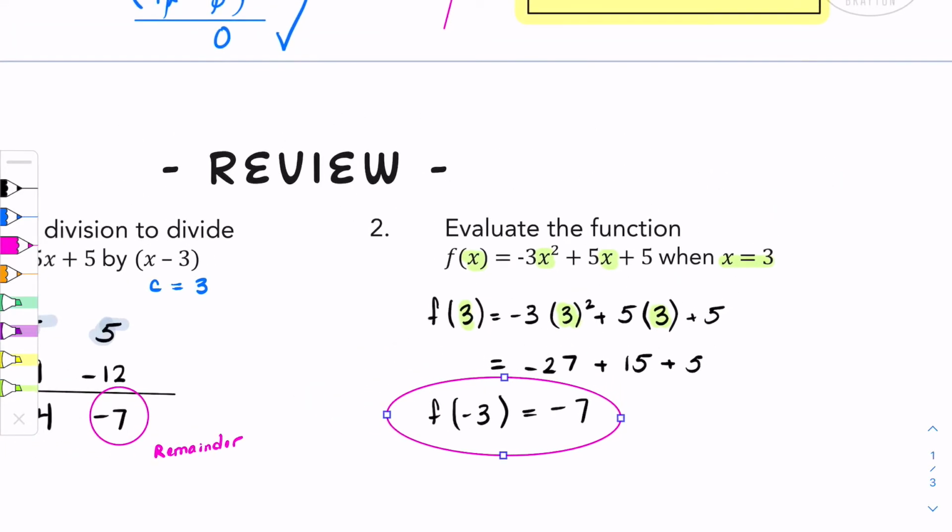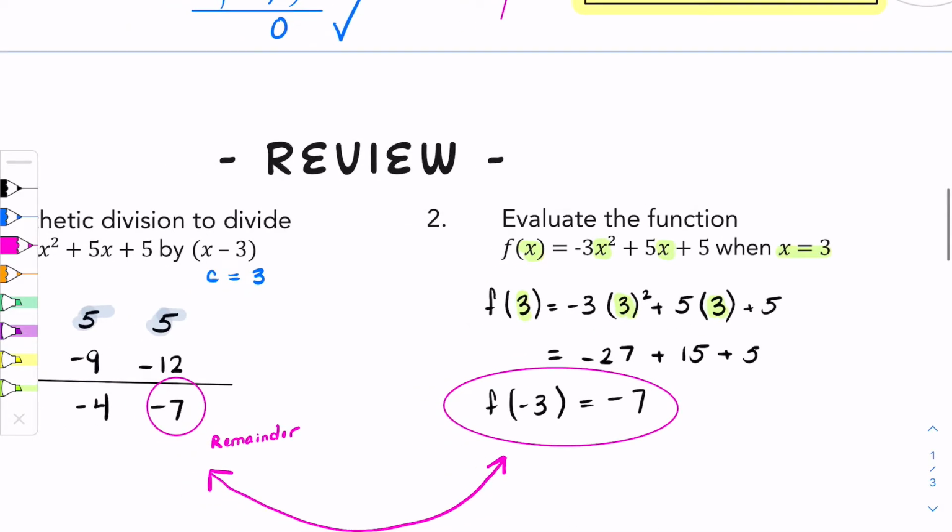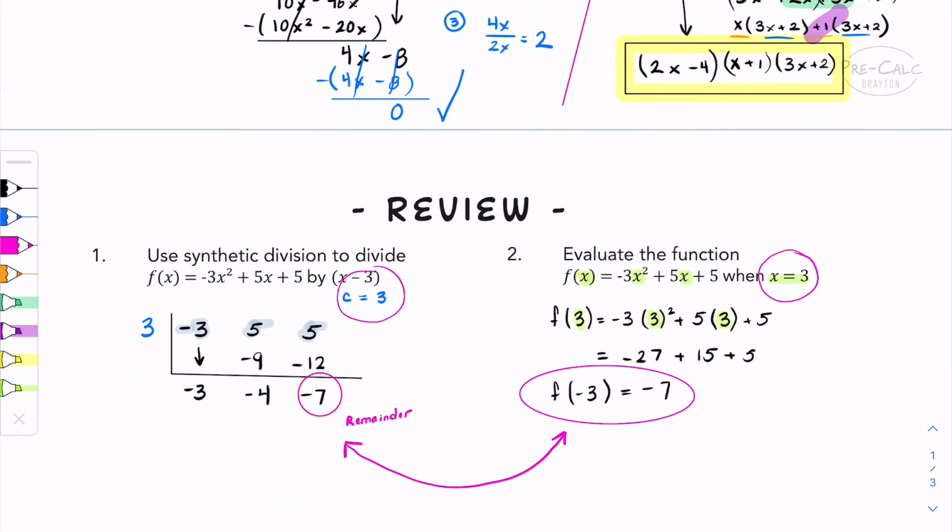So what I was planning on everyone noticing is that the remainder for number 1 using synthetic division and the answer for number 2, evaluating the function, both come out to -7. You also, again, should notice that the functions are the same and your synthetic divisor compared to your evaluation term, they are the same. So you're getting 2 of the same answers, but completing the problem 2 different ways.